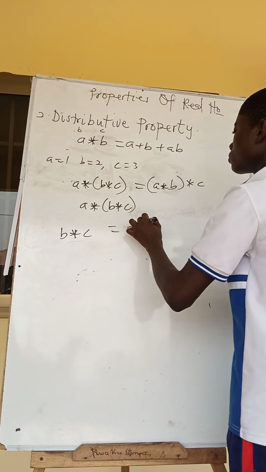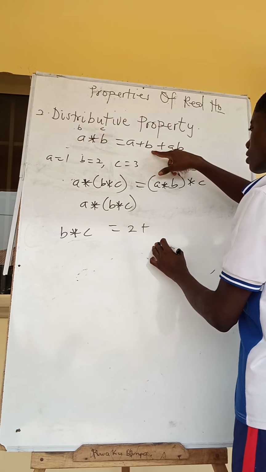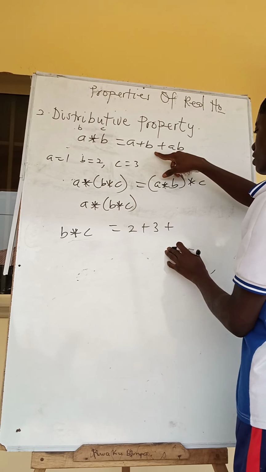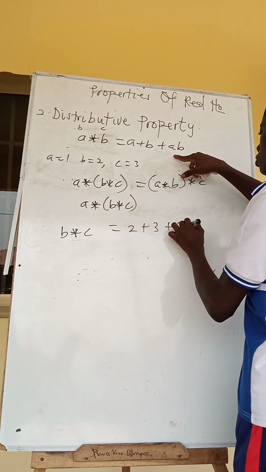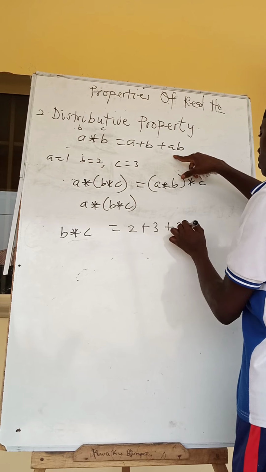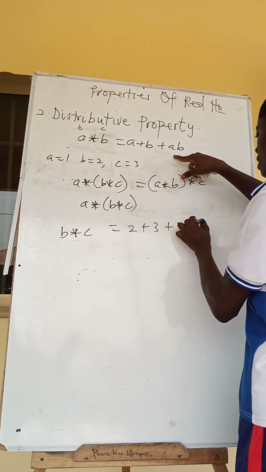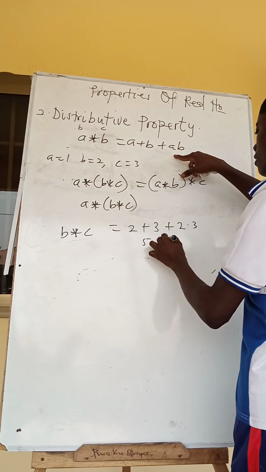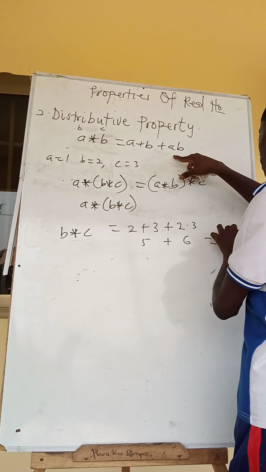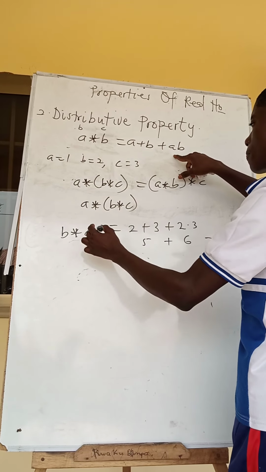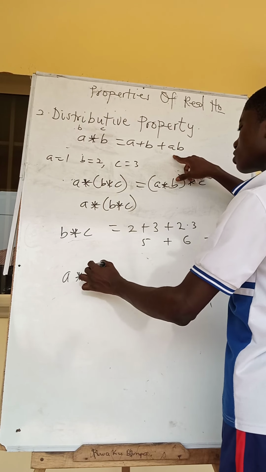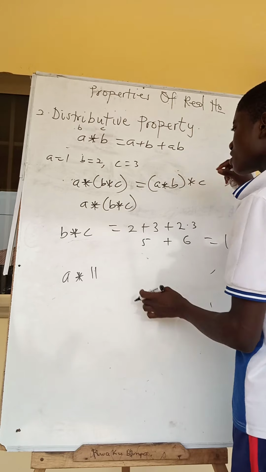2 plus our C is 3 plus 2 times 3. 2 plus 3 is what? 5 plus 6 is 11. So put this somewhere here. So we're going to do A star 11, because B star C is giving us 11.